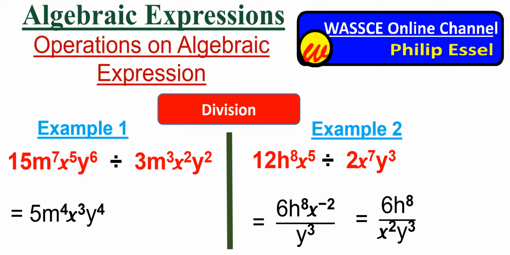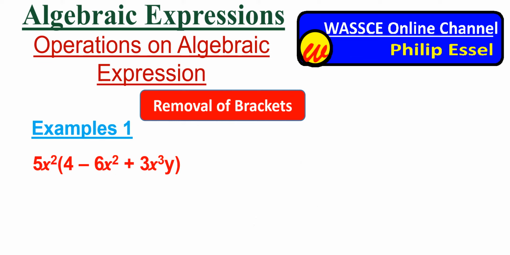Now let's look at how we can remove brackets in algebraic expressions. In the removal of brackets, we'll be looking at the first example, example 1. In this example, we have been given the algebraic expression 5x squared into bracket 4 minus 6x squared plus 3x exponent 3y bracket closed. And we are being asked to remove the bracket or solve this expression.